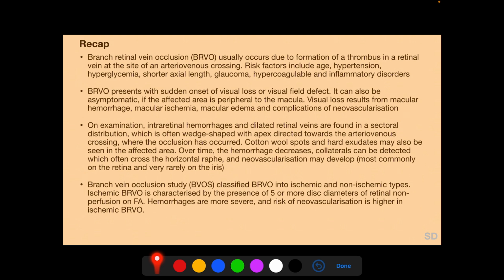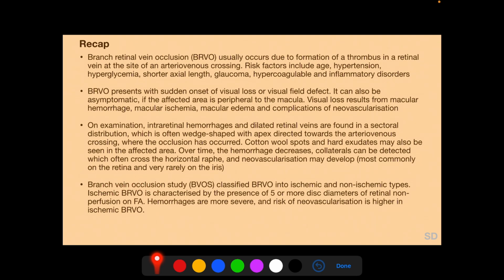On examination, intraretinal hemorrhages and dilated retinal veins are found in a sectoral distribution which is often wedge-shaped, with the apex of this wedge-shaped area directed towards the arteriovenous crossing where the occlusion occurred. Cotton wool spots and hard exudates may also be seen in the affected area. Over time, hemorrhage decreases, collaterals can be detected which often cross the horizontal raphe, and neovascularization may develop, most commonly on the retina and very rarely on the iris.